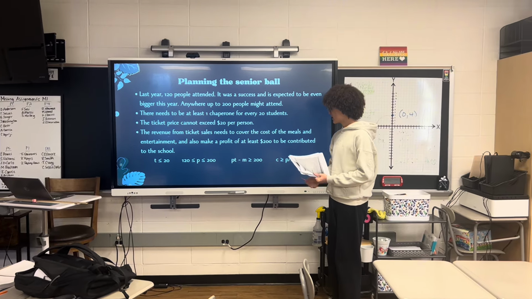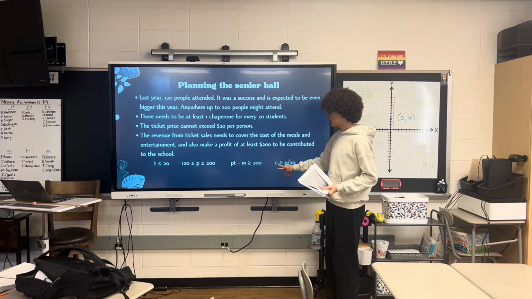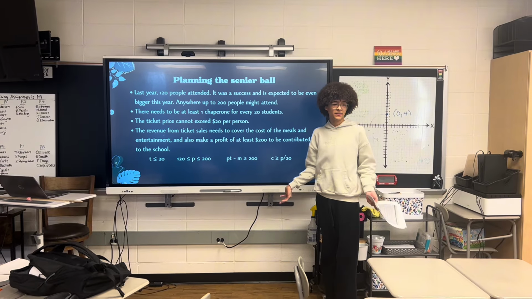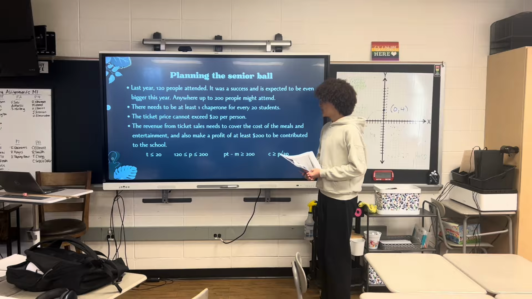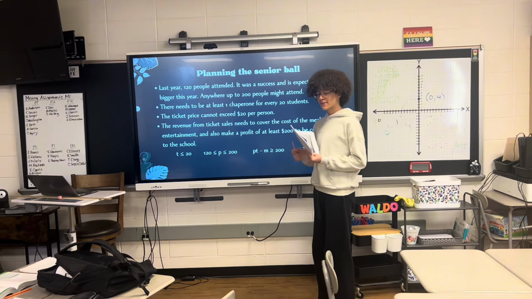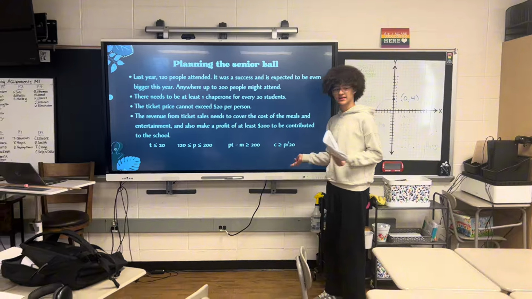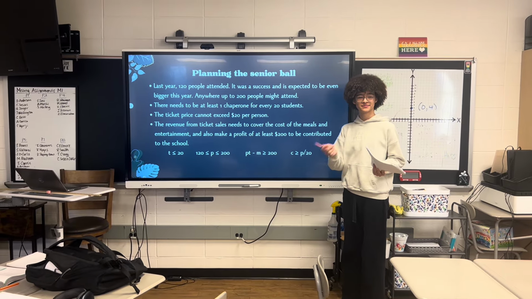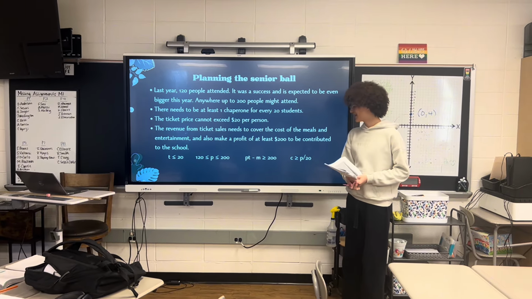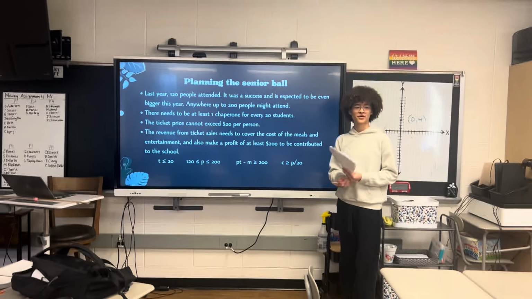So now we have to figure out what C means, because we already know that P is people attending. So this says there needs to be at least one chaperone for every 20 students. So something has to be per every 20 students. Can someone tell me what they think C is? Chaperone. Yeah, so write that C equals chaperone somewhere on your paper.